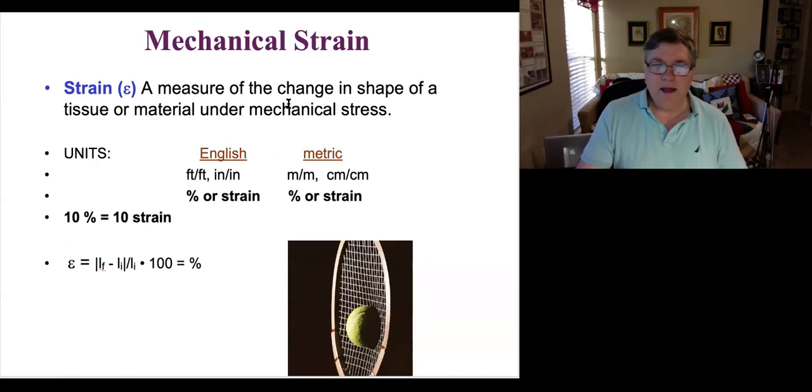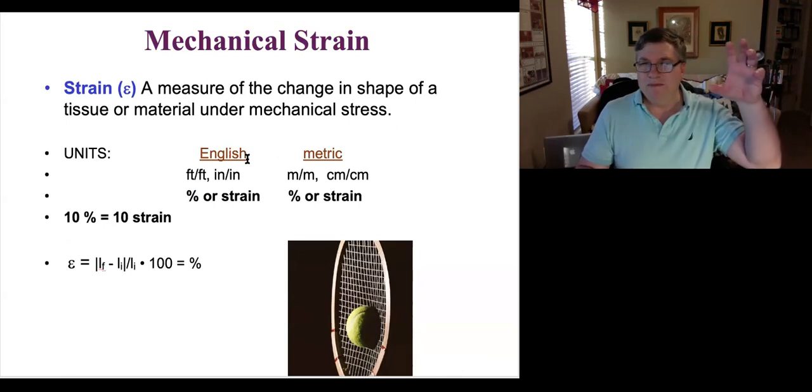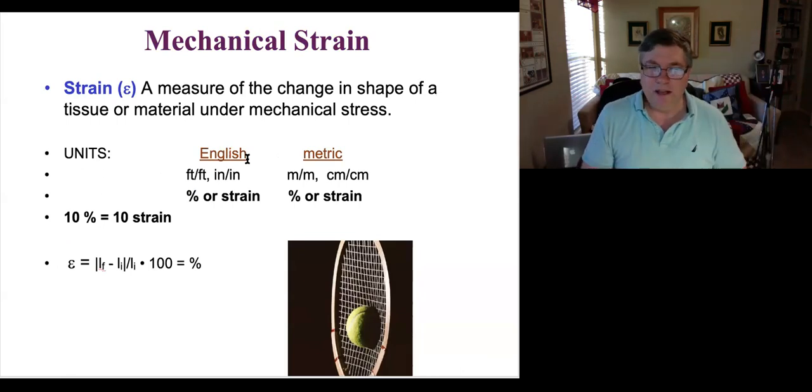Strain is, again, a measure of the change in shape of a material under mechanical stress. In engineering terms, the units are actually units of deformation, believe it or not, divided by the original length. So it's like feet per feet in the English system, meters per meter in the metric system. And in civil engineering, they often use those standard units, but we don't tend to use it in biomechanics. It largely has to do with the fact that it's clinical value, and it's easier for the physician and the patient to understand something like a percentage. So that's the way we express it.